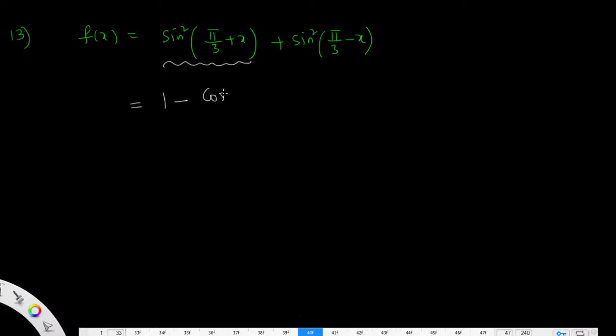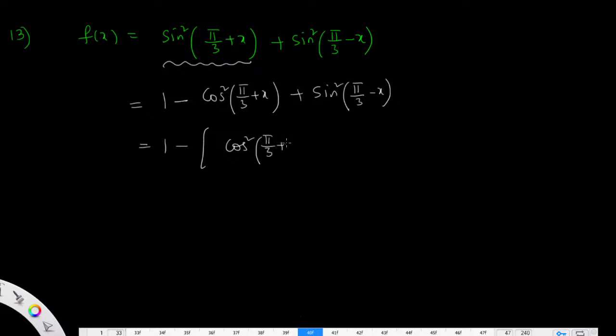1 minus cos square of (pi by 3 plus x) you can write, and then plus sin square of (pi by 3 minus x), keep it the same. Now take the minus as common, that is 1 minus [cos square of (pi by 3 plus x) minus sin square of (pi by 3 minus x)]. Now it is in the formula form, cos square a minus sin square b.